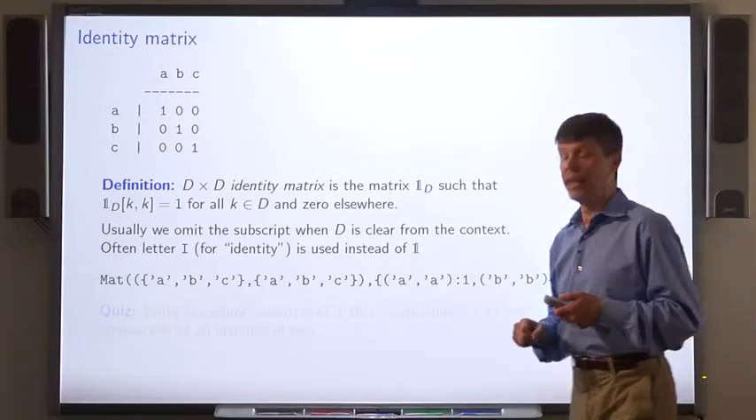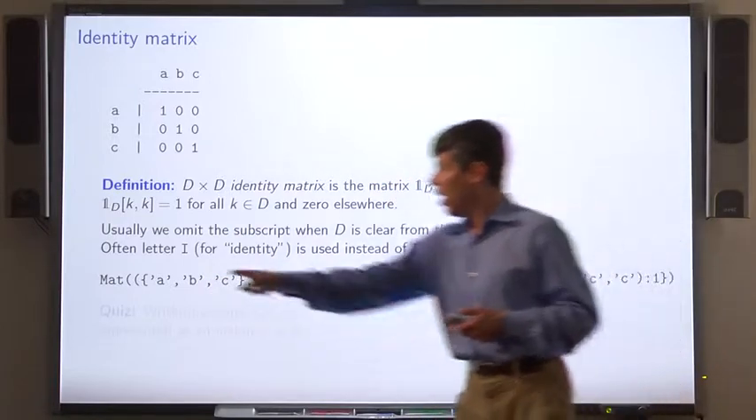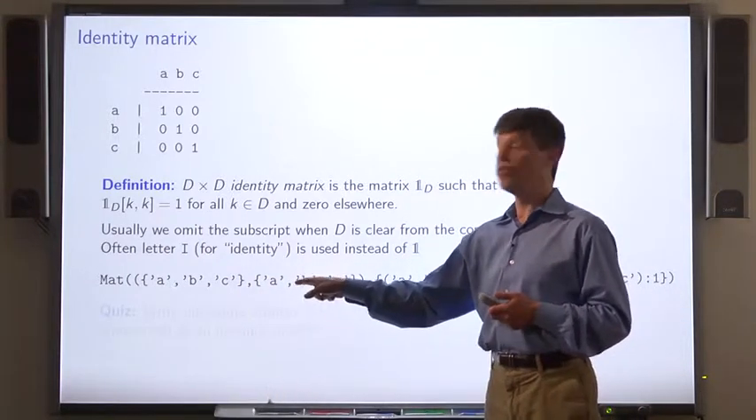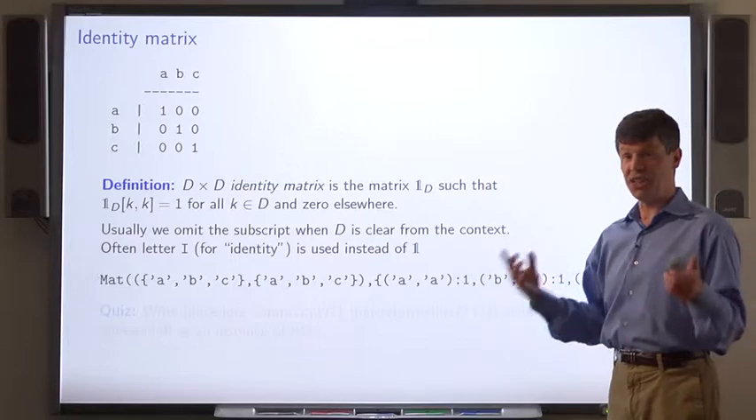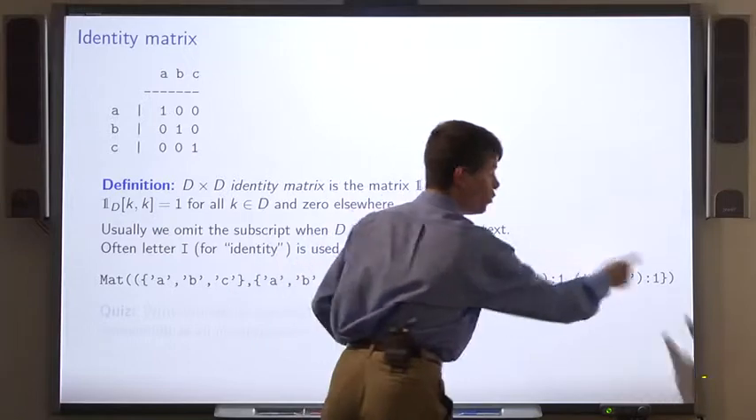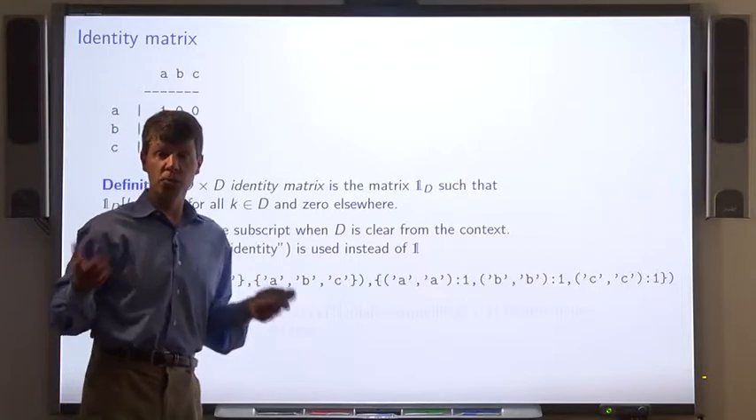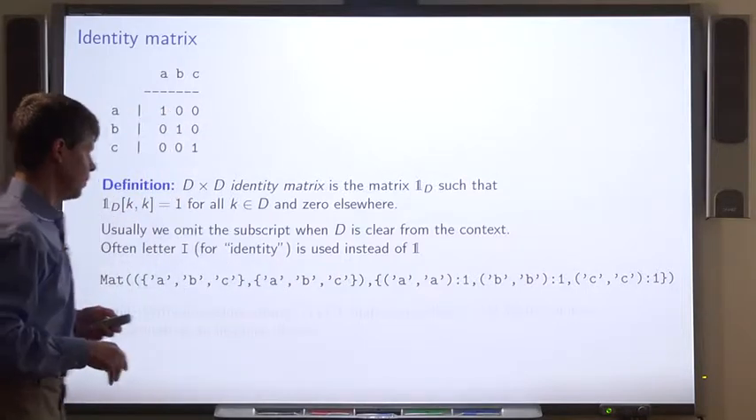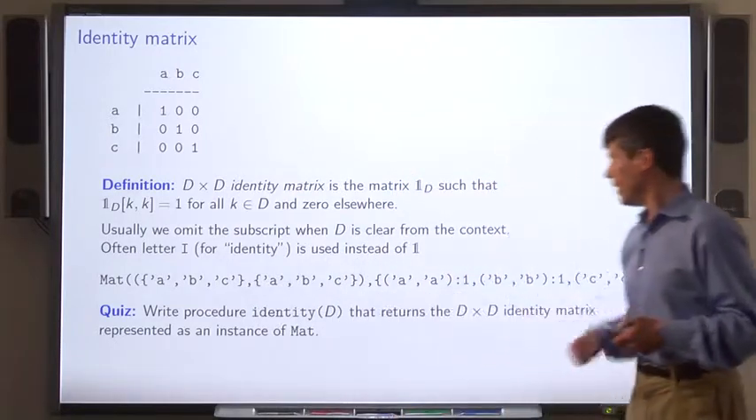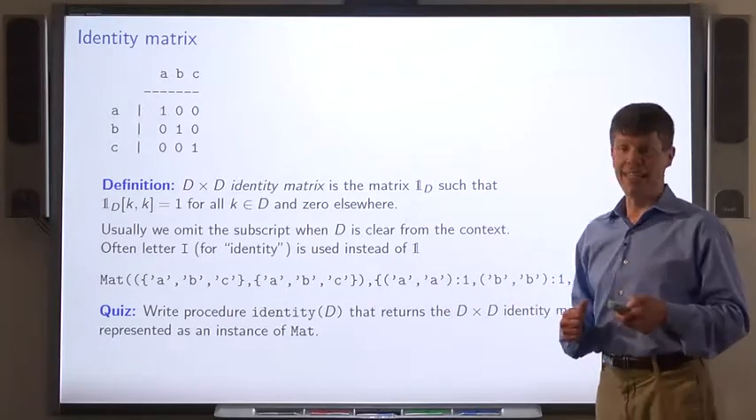So, for example, here's the identity matrix on the set consisting of A, B, and C. The set of row labels is A, B, and C. The set of column labels is also A, B, and C. And the dictionary F maps AA to 1, BB to 1, and CC to 1. We're omitting all the other entries because their values are all 0. We're exploiting the sparsity convention. Now, as a quiz, write the procedure identity(D) that returns the instance of Mat representing the D by D identity matrix.